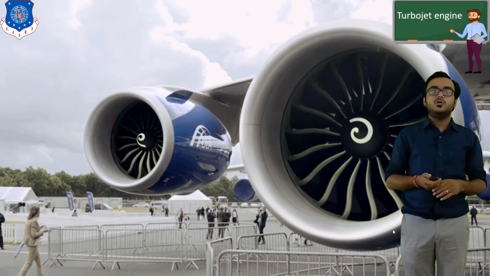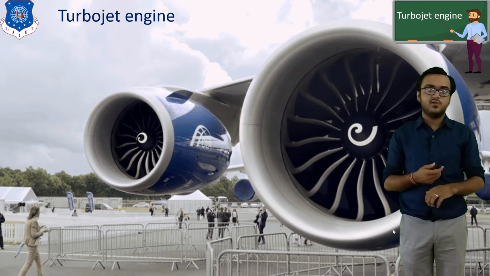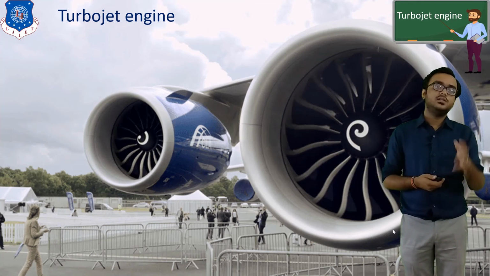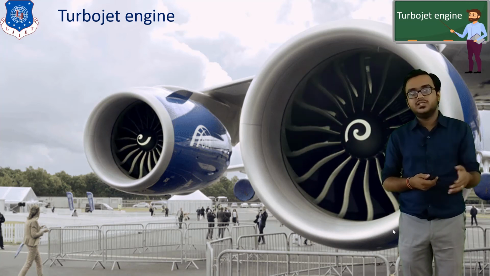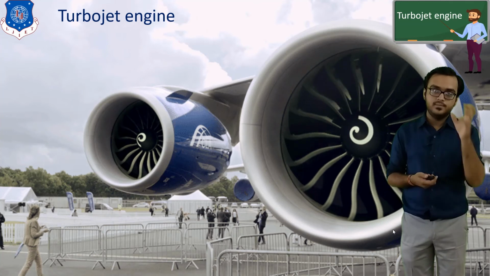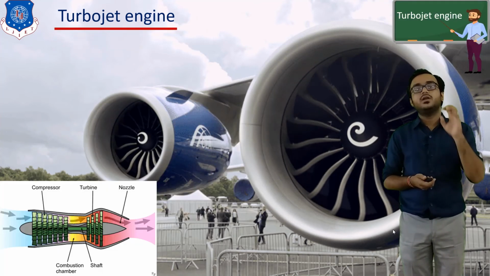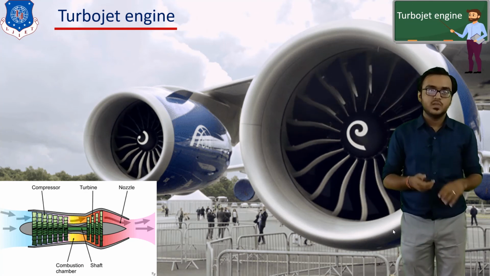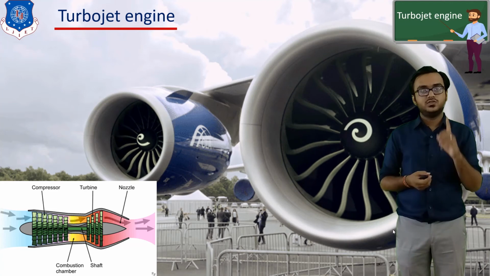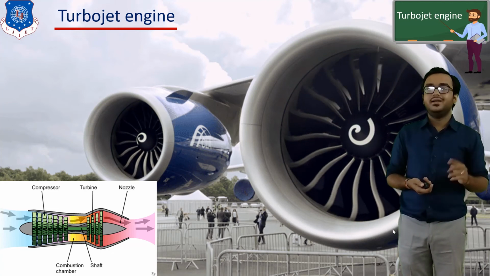Now the next engine is the turbojet engine. Here we have a look at the turbojet engine, which is widely used for domestic as well as international flights. Here you can see we have a rotor which is continuously rotating. Now how does this type of engine work? To observe this, I have provided a line diagram so that you can correlate the engine with the line diagram. Basically, this type of engine has three main components.